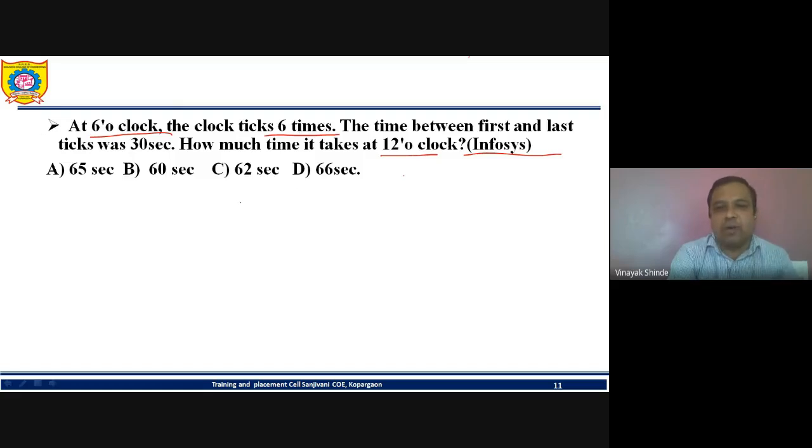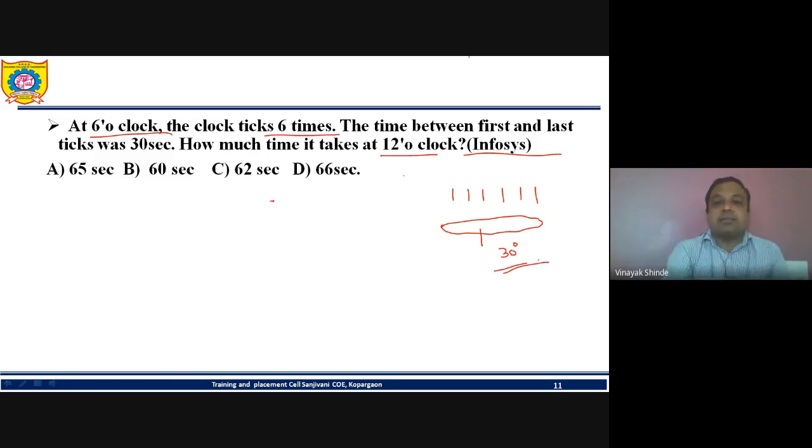So if I go for the clock, and when it ticks, tick, tick, tick, tick, tick, like this. Whenever there is a specific time, there is a specific sound. Okay, so these are the 6 ticks. Let us consider this: tick 1, 2, 3, 4, 5, and 6. To complete these 6 ticks, how much time is needed? It is 30 seconds.